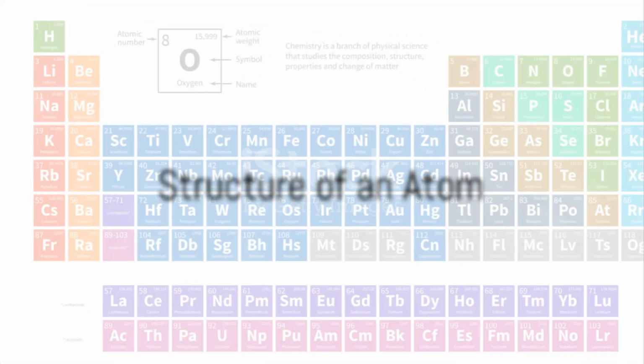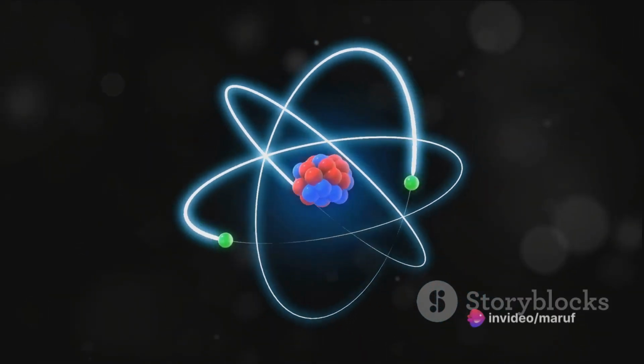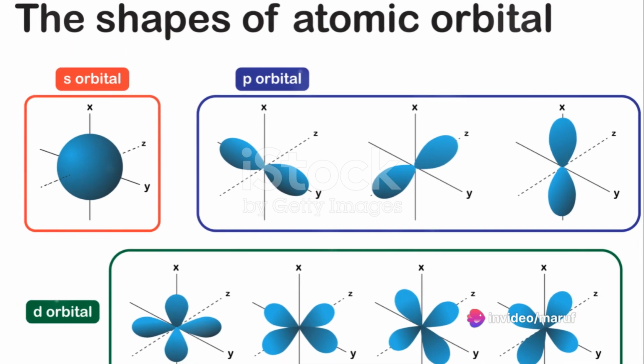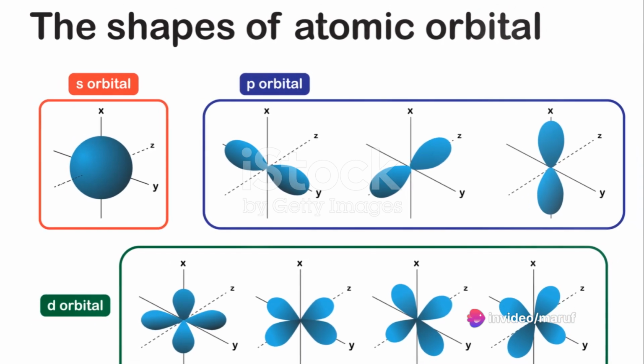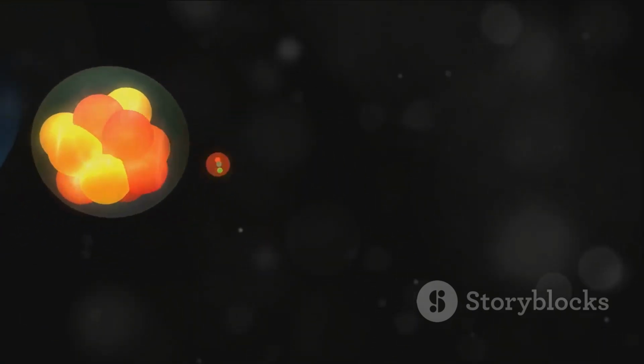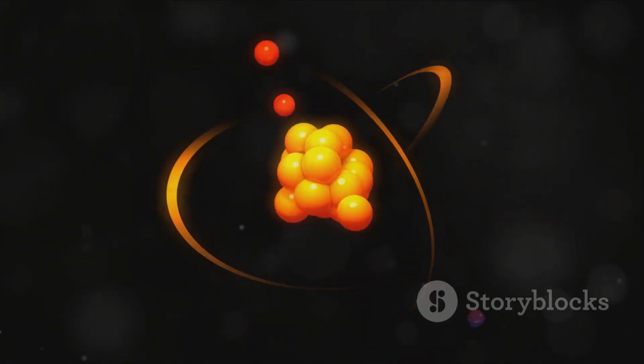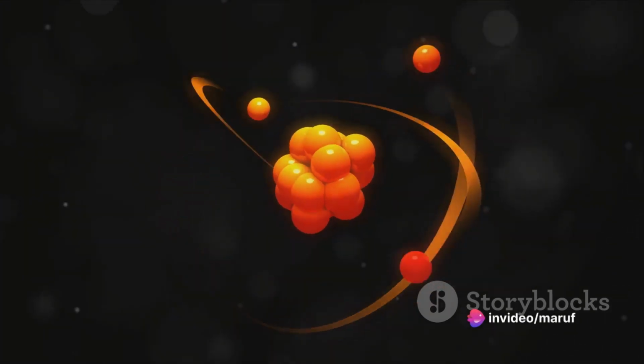The first step in this process involves understanding the structure of an atom. An atom consists of a nucleus surrounded by orbiting electrons. These electrons reside in specific energy levels, also known as shells. The closer a shell is to the nucleus, the lower its energy level, and vice versa. Each shell can hold a certain number of electrons, and this capacity increases with the shell's energy level.